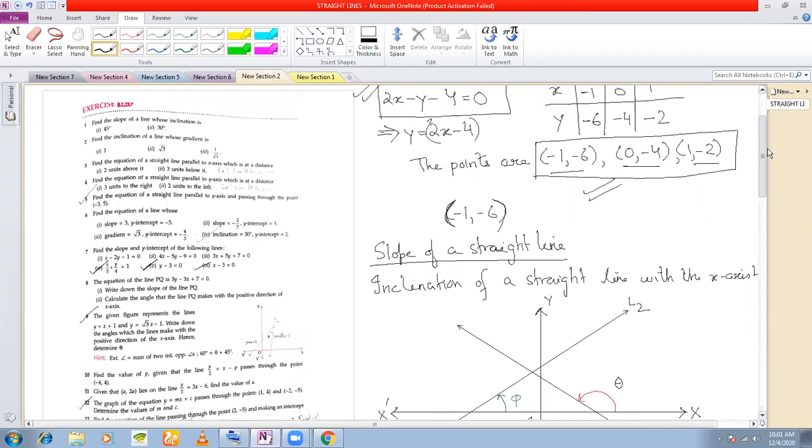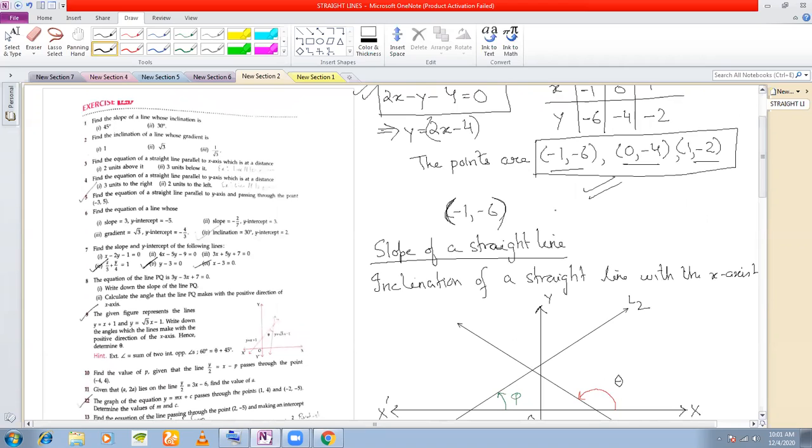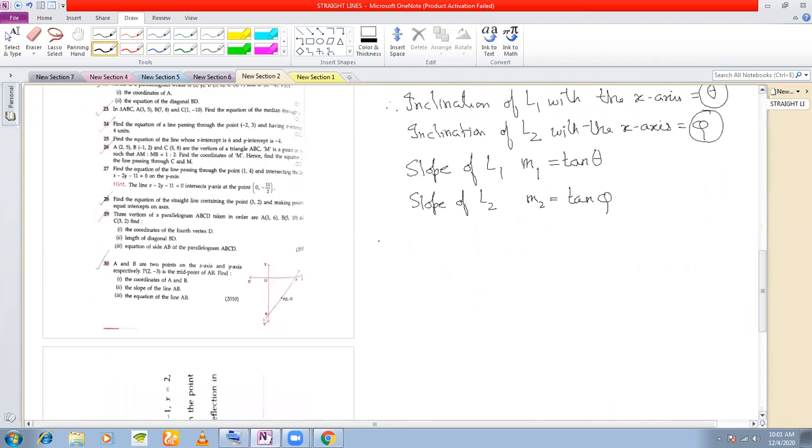Look at the first question here. Look at 1 part 1. The question here is, let us take it as an example. Find the slope of a straight line whose inclination is 30 degree.